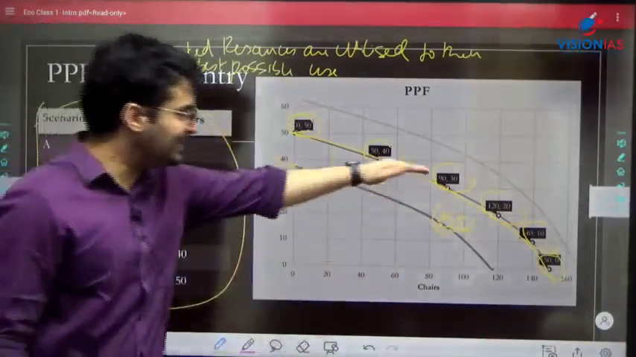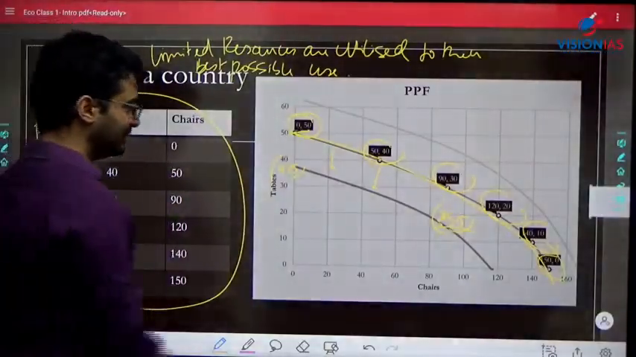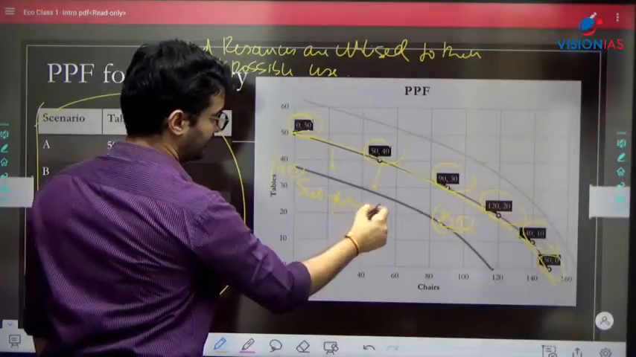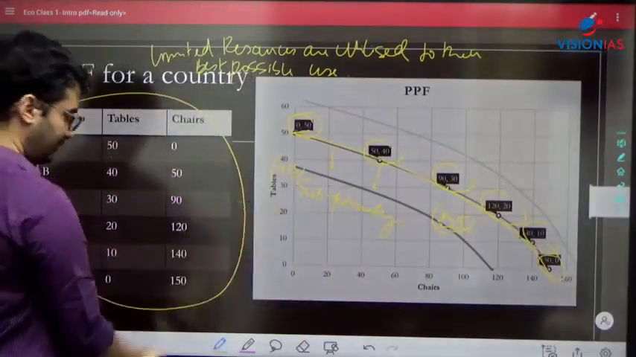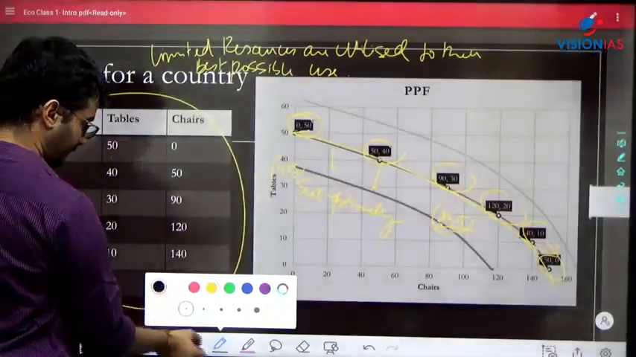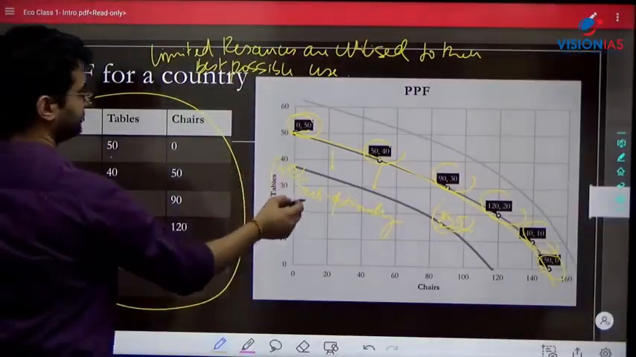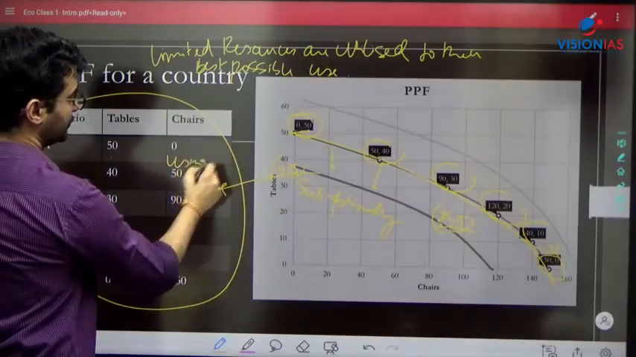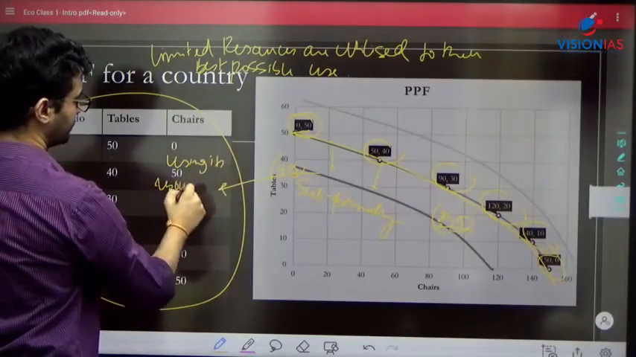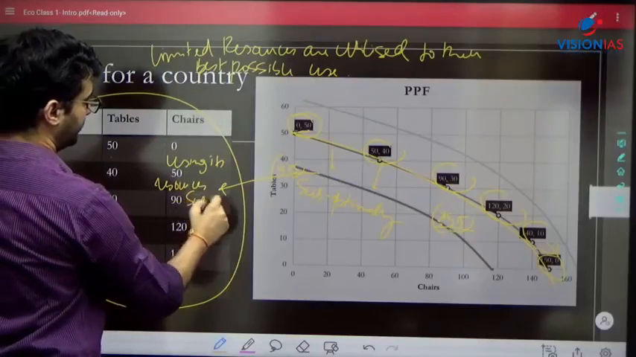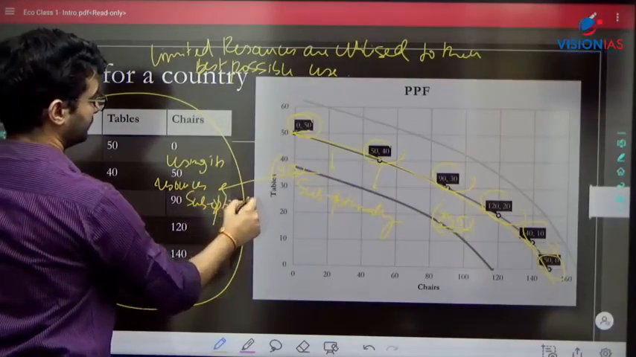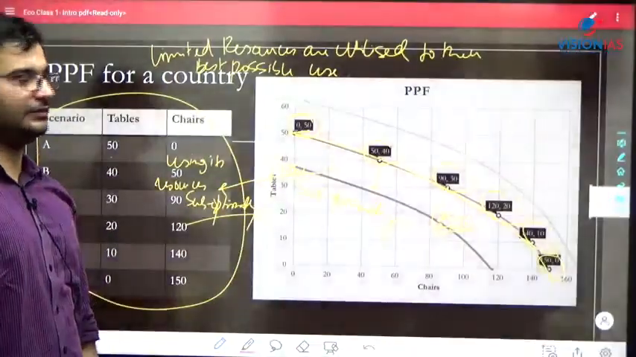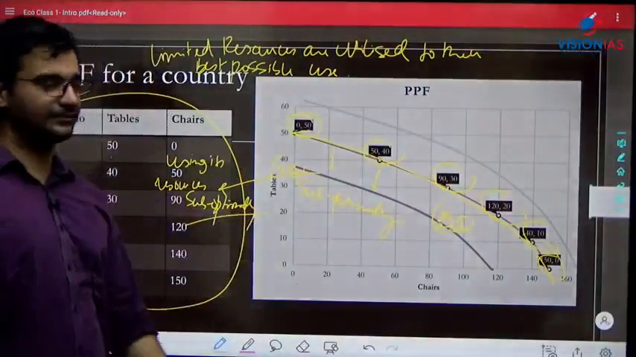If it is producing less than what can be produced, you say that the country is producing suboptimally. I think this would not be visible. I'll use another color, or I'll write it here. If this is the case, the country would be using its resources suboptimally. Utilization of resources is suboptimal in this place, if a country is producing less than this.